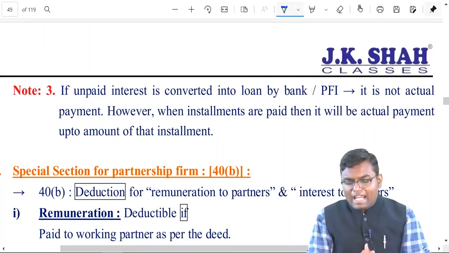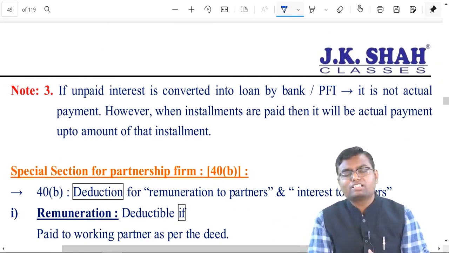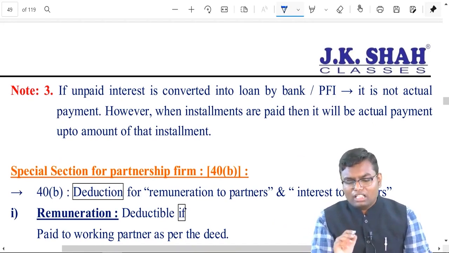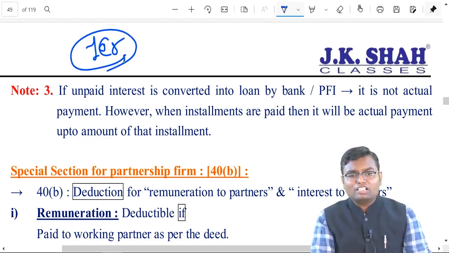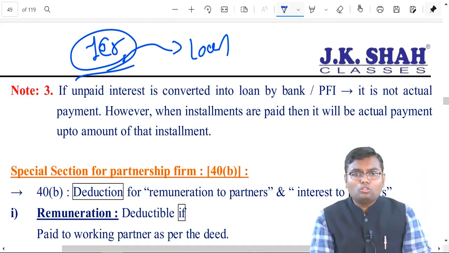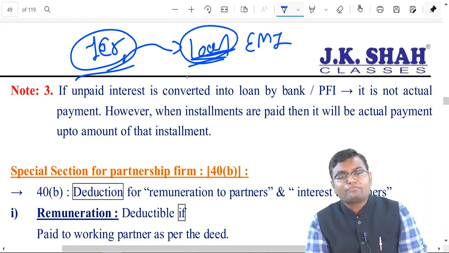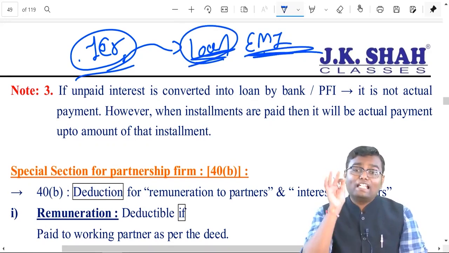Last, any unpaid interest, if it is converted into a loan by a bank or financial institution under any restructuring, please don't assume that you have paid that. For example, I have unpaid interest of rupees 1 crore. Now let's say the bank under a restructuring plan converted this into a loan. So I can't say that I have paid the interest and take the deduction of 1 crore. No. Whenever in future you pay the EMI of this loan, for that EMI you can say that I have paid interest up to that EMI.